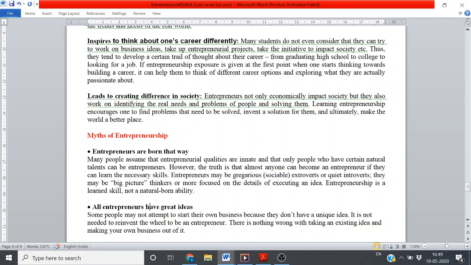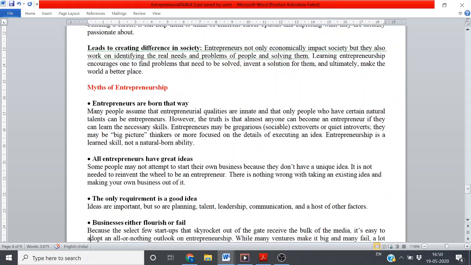Second point, society says all entrepreneurs have great ideas. That means if you have a great idea, you can be an entrepreneur. But that's not true, because they don't have a unique idea. It is not needed to reinvent the wheel to be an entrepreneur. There is nothing wrong with taking an existing idea and making your own business out of it. That doesn't mean only if you have a great idea can you be an entrepreneur. You can use existing ideas as well. Like Zomato did, right? It copied the Swiggy idea, that's it.